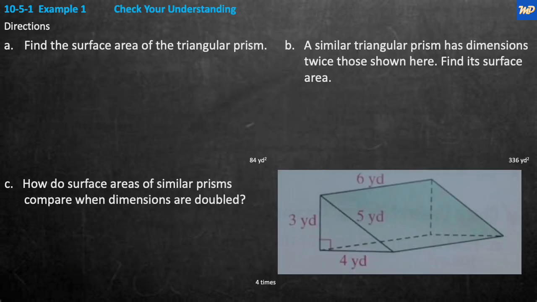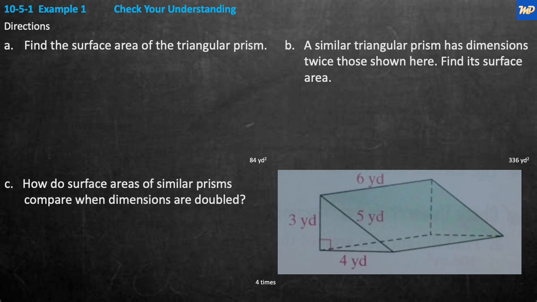Okay, example 1, check your understanding. So there's 3 questions here. A is find the surface area of the rectangular prism. B is a similar triangular prism has dimensions that are twice those shown here. Find its surface area. And then C says, how do the surface areas of similar prisms compare when dimensions are doubled? It'd be easy. You just look at the 2 answers and you'll find out, okay? So go ahead, take your time, come on back, and we'll try it.